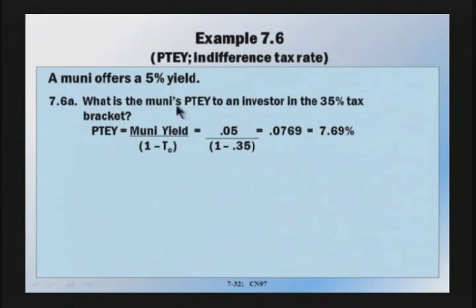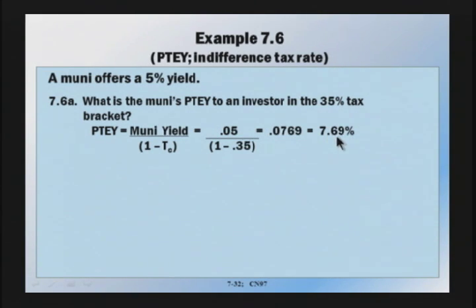So, for example, there's a 5% yield tax-free on a municipal bond. The investor's in the 35% tax bracket, so the investor keeps 65% of whatever taxable corporate bond yield they might receive. So they get a 5% muni yield and they keep it all. So we divide that by 1 minus the tax rate they would pay on taxable bonds. So 0.05 divided by the 0.65 after-tax calculation in the denominator would give us 7.69%.